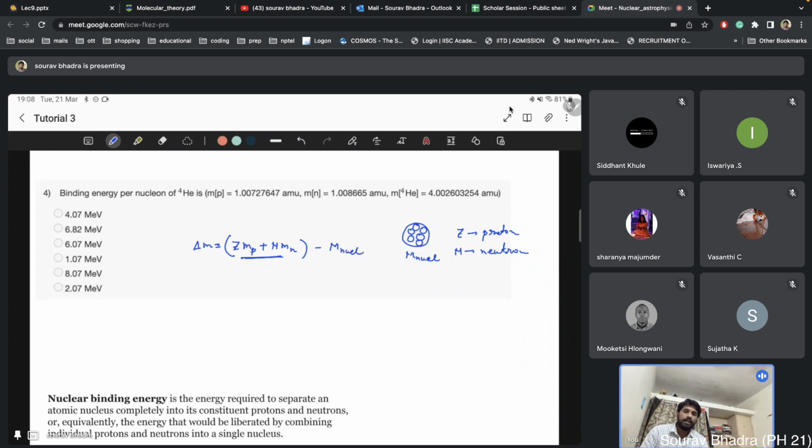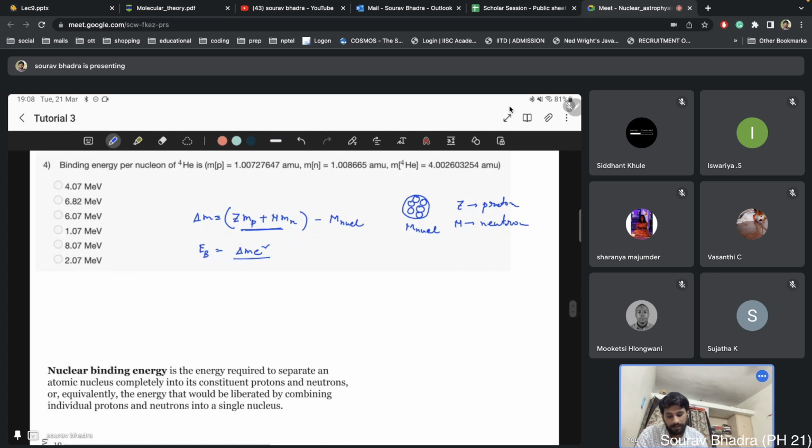Okay, so there will always be a difference between the masses, which is called the mass defect, and the binding energy is actually the mass defect times c square. This is the binding energy of the nucleus. That means this is the energy which is required to keep all those nucleons inside the nucleus. You can think of it like that. That is called the nuclear binding energy.